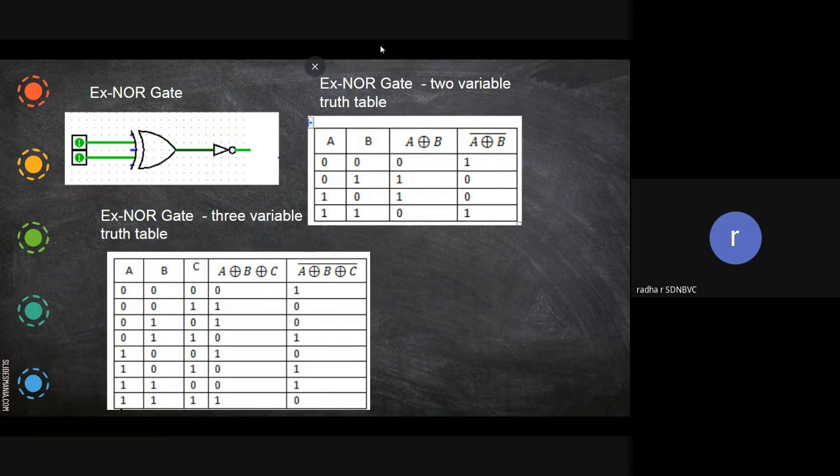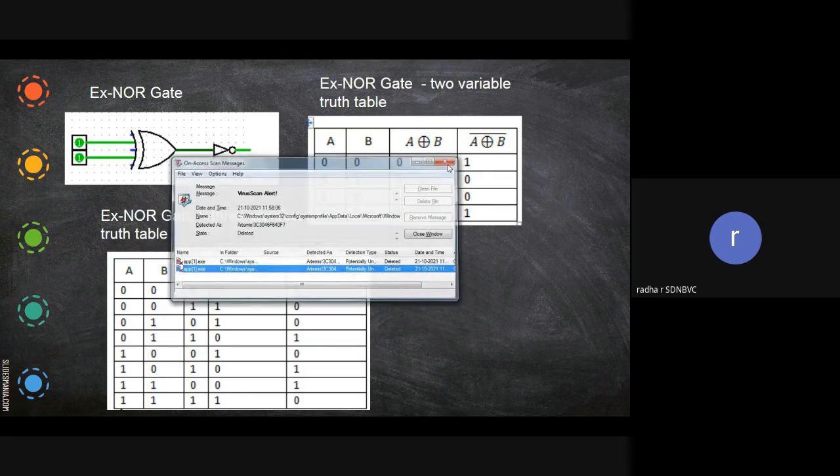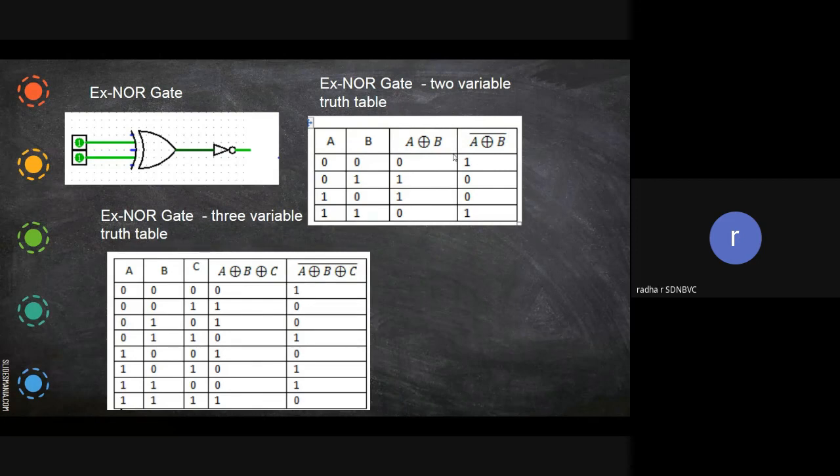Okay, now if you see the two variable truth table. First, the output of XOR you see, 0, 0, 0. As I said, odd number of ones you have 1, and even number of ones you have 0. Now the next one is its inverse. That is why we have given the complement. So 1, 0, 0 and then 1. It is a complement of this. Okay, reverse.